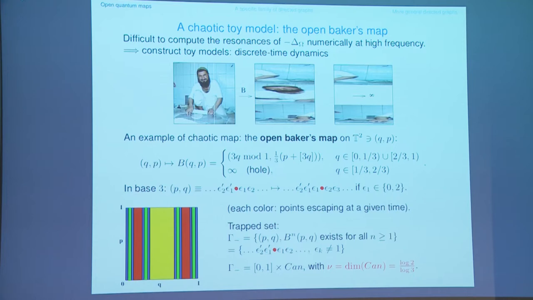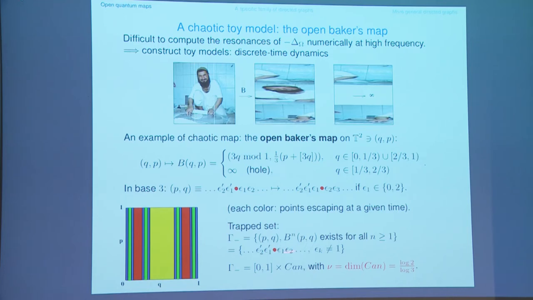And this way you can easily look at which points never go to infinity, which points are trapped forever in the future. And this corresponds to this color code. Here, each color corresponds to the points which go to infinity at time 0, at time 1, at time 2, at time 3. So yellow, they go to 0 at first time, or let's say time 1 maybe. And blue, red, they go to 0 at time 2, green, they go to 0 at time 3, etc. And you see that what remains after you remove all these points are the points which are trapped forever in the future, which are called gamma minus, for some reason.